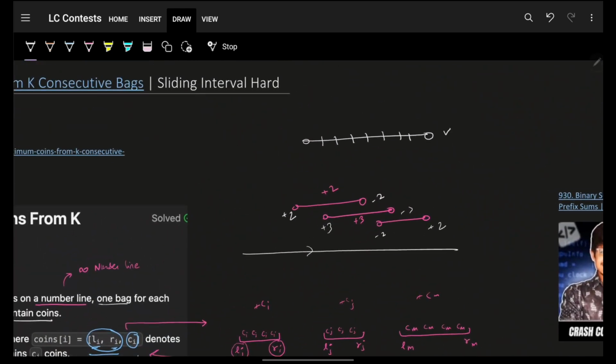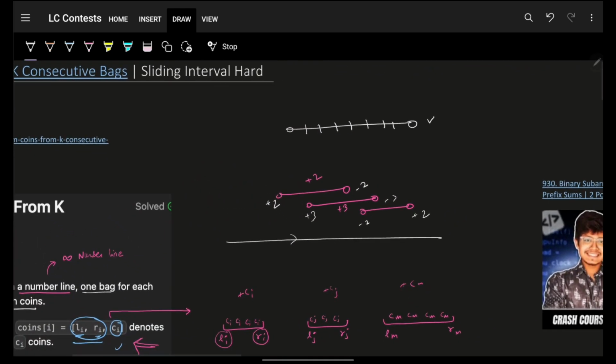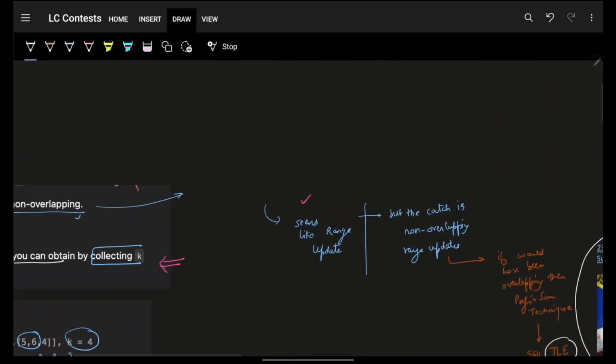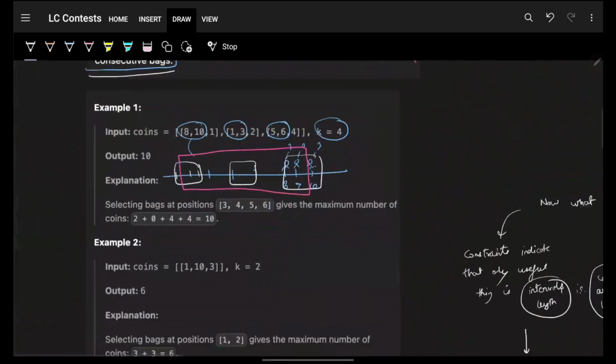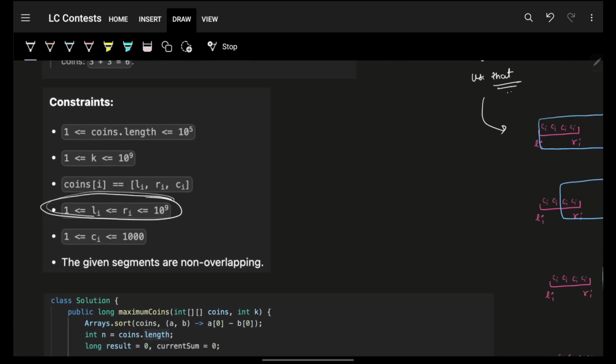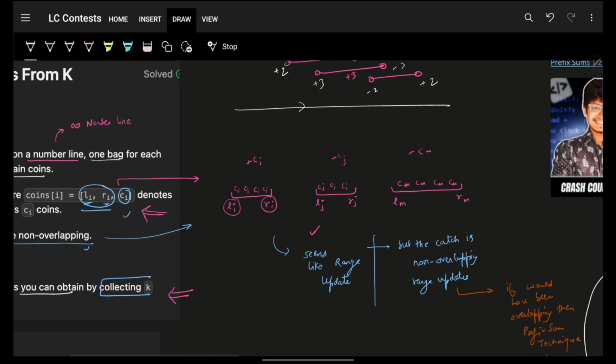But even if we leverage a prefix sum technique, ultimately I will have to take a prefix sum of the entire number line. And that number line is itself very high. Thus, I cannot leverage that at all. Okay, that is one thing.